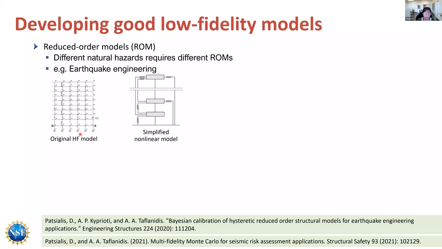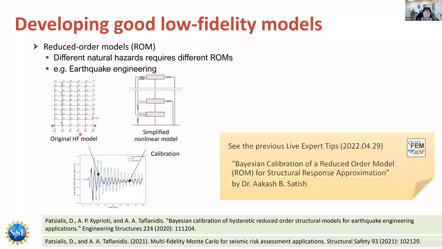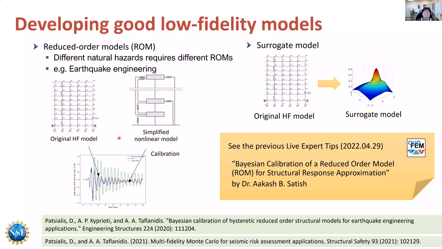In that way, we can gain computational efficiency, but we also need to have high correlation in our responses. To obtain that, we need to pay good attention to our model calibration so that our response matches the original high fidelity model. There was one live expert tip previously that covers how to develop this reduced order model using SimCenter software tools, so I recommend you check this out. The other approach we can take is to use a surrogate model as our low fidelity model. Those are just some examples.